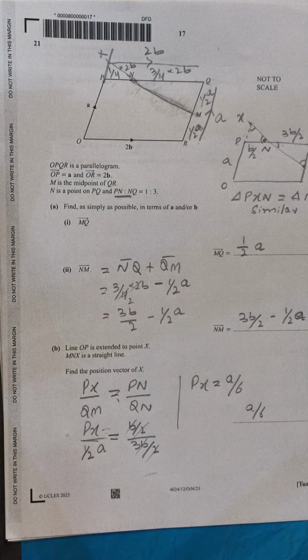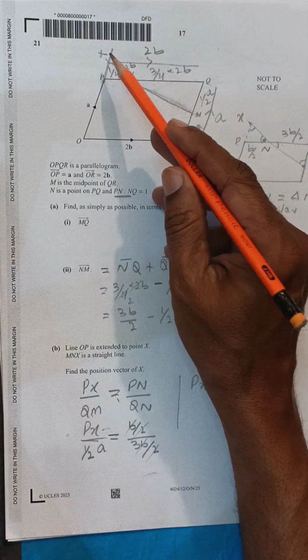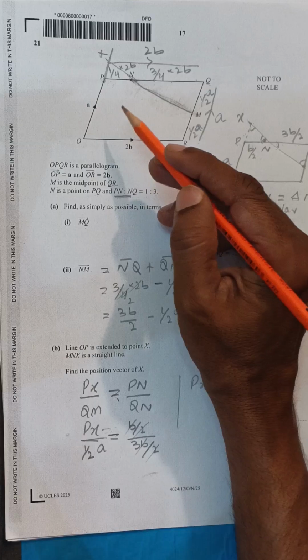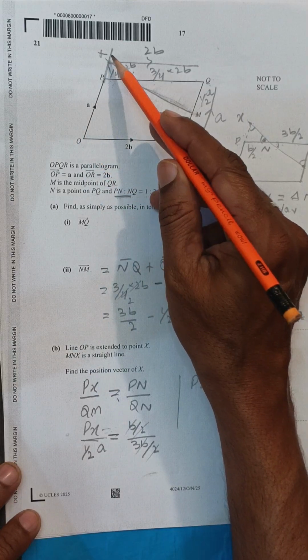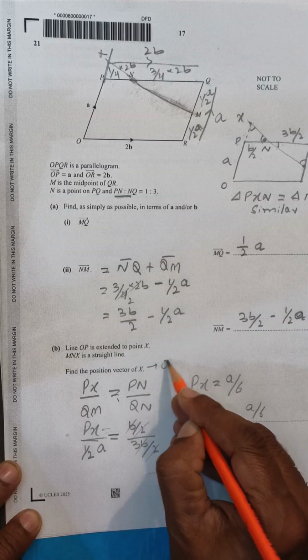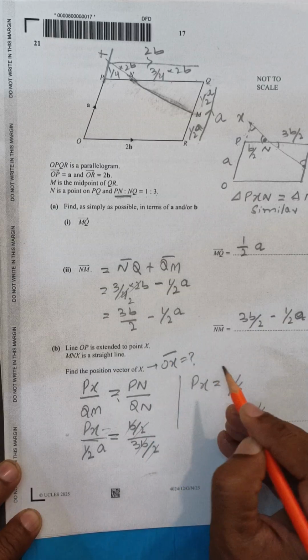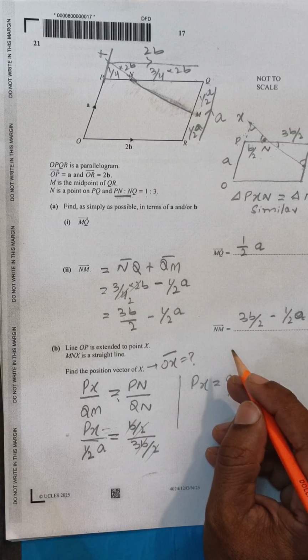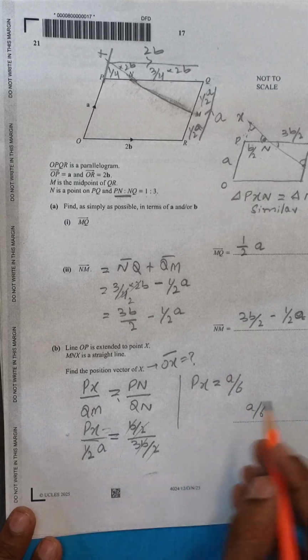So now another part is, okay, find the position vector of X. The position vector of X. So you need to find this position vector of X. So OX is a position vector, which means you need to find the length of OX. So how can you find OX?